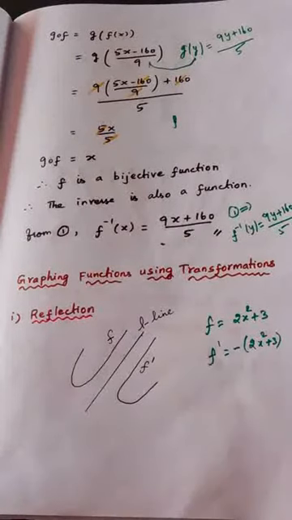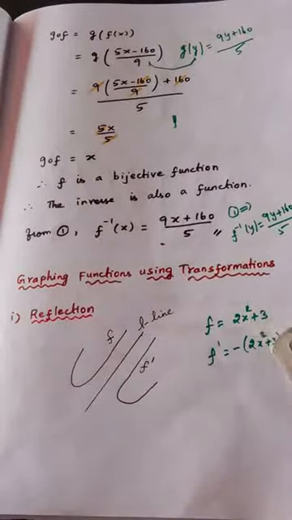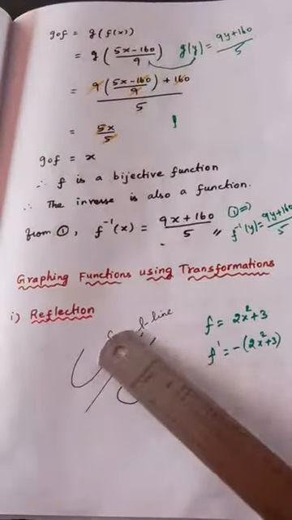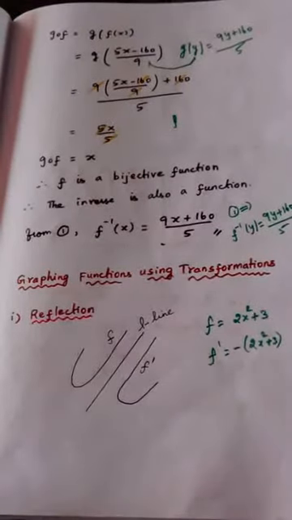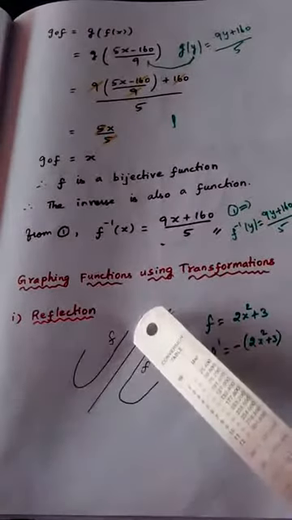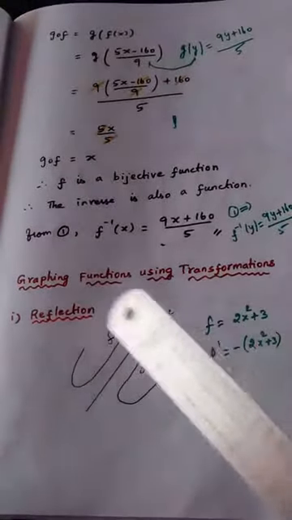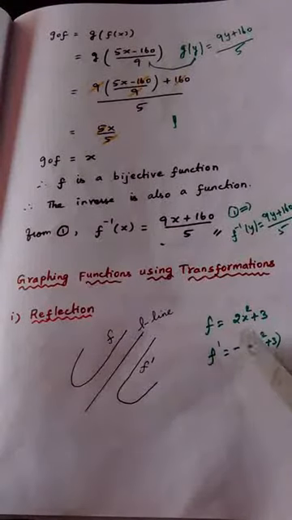Could you understand? Try to understand what is meant by reflection. f is a curve, f dash is another curve which is the negative of this. Then if you draw the diagram, it gives a reflection. What is the meaning of reflection? If you see the diagram with respect to this line, this looks like a mirror image of this. So that is called reflection. Reflection comes into the graph when two functions differ only in sign, one is plus and the other is minus.